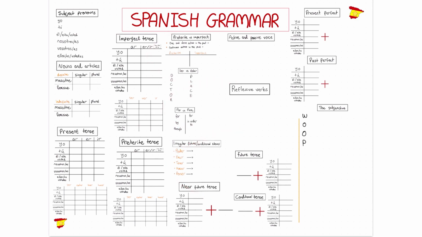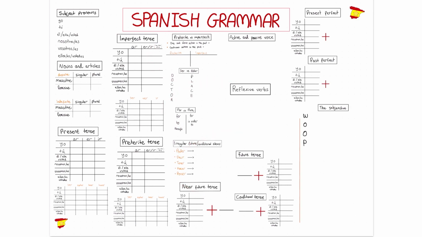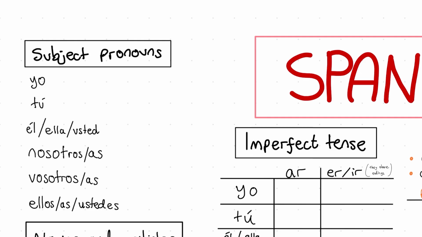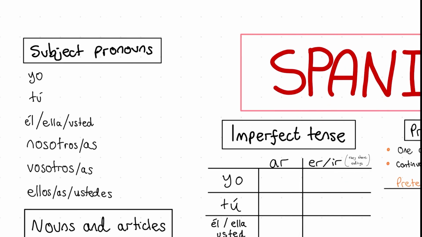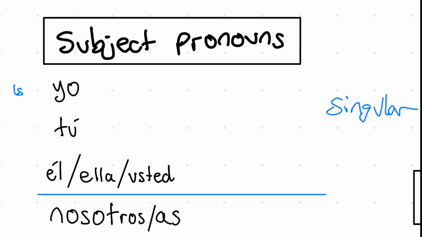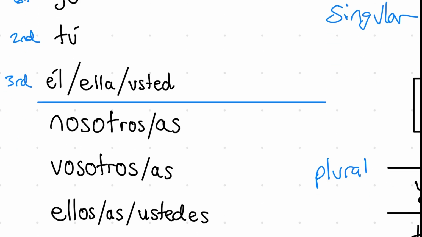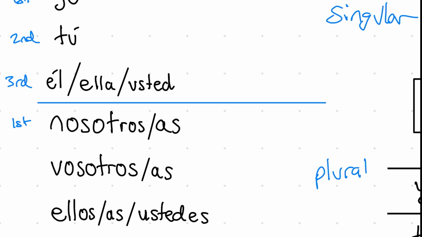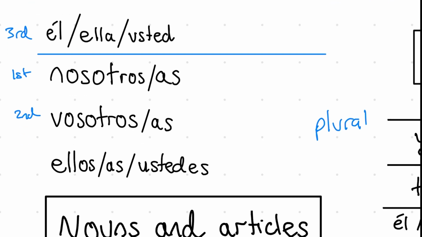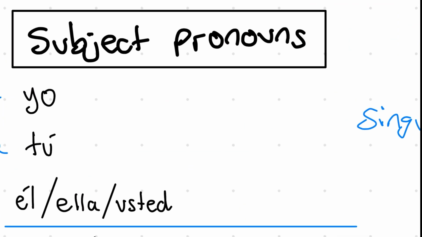Let's go through every grammar point in Spanish that you need to know to pass your exams, starting off with subject pronouns. So we've got 6 subject pronouns in total. The first 3 are singular, and the latter 3 are plural. Yo is in the first person, tú is in the second person, and él, ella, usted is in the third person. Nosotros is in the first person, vosotros is in the second person, and ellos or ellas and ustedes is in the third person. So, yo in English translates to I.